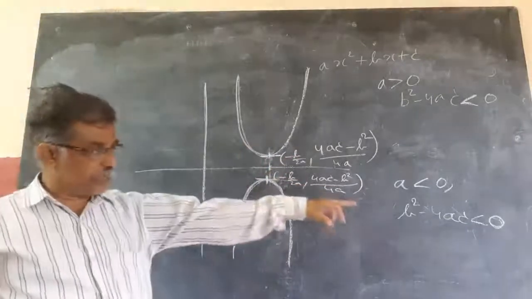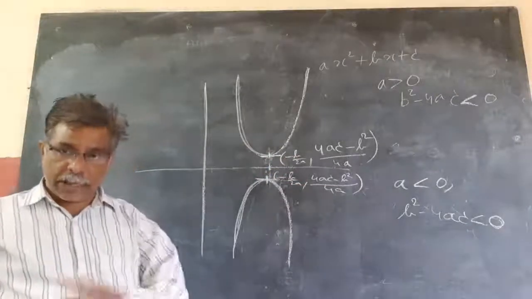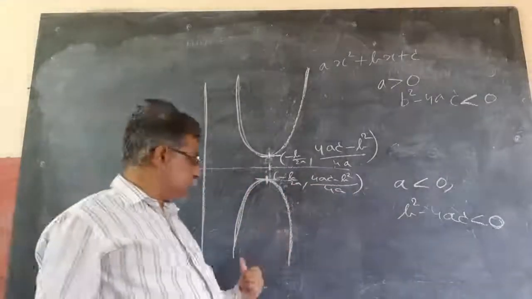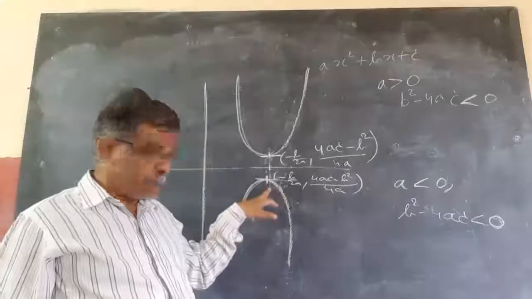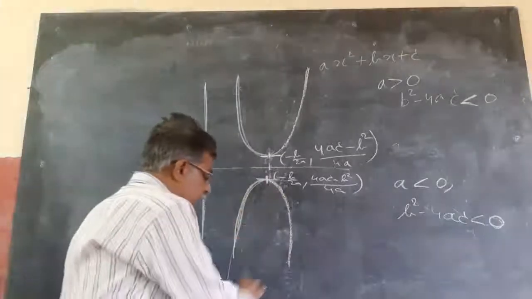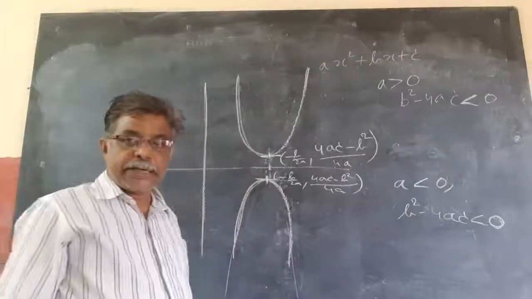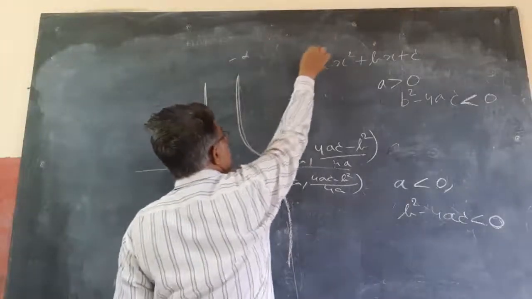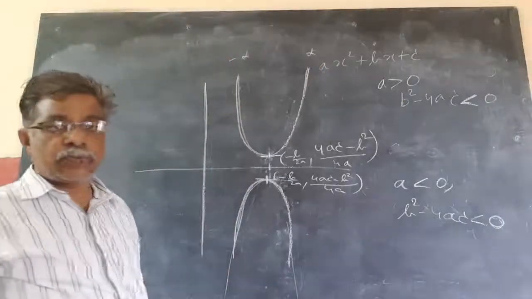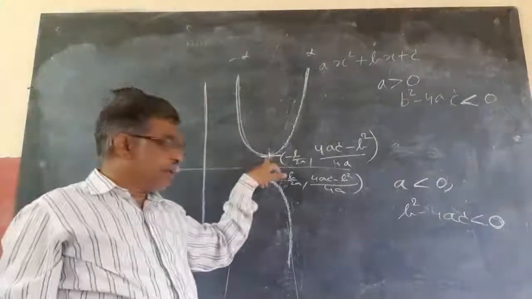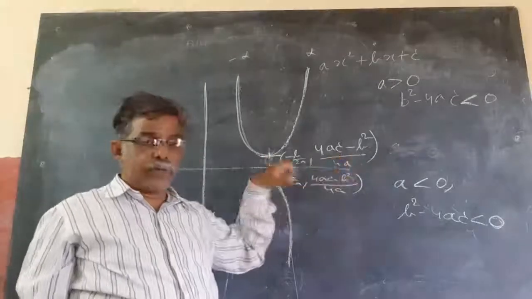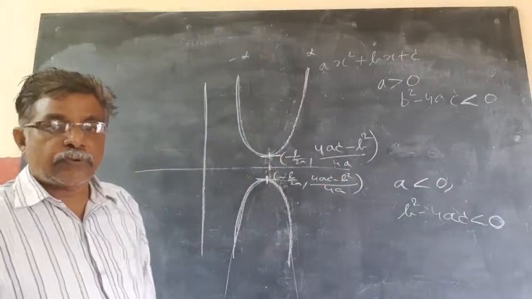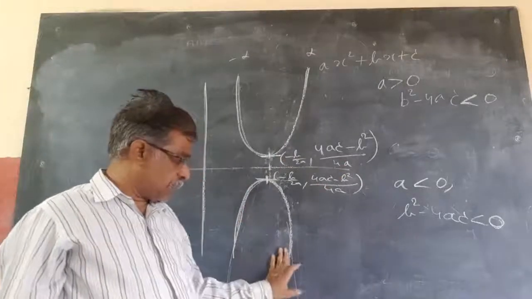Why? Because of the same b square minus 4ac less than 0, no real roots, so it will not cut the x-axis. So when a is less than 0, the graph will be like this. It will have only a maximum value. There is no minimum value. The extension is from minus infinity to plus infinity. Here also, this can be extended from minus infinity to plus infinity. The maximum value is 4ac minus b square by 4a at x equal to minus b by 2a. This is what we already discussed in the last session.